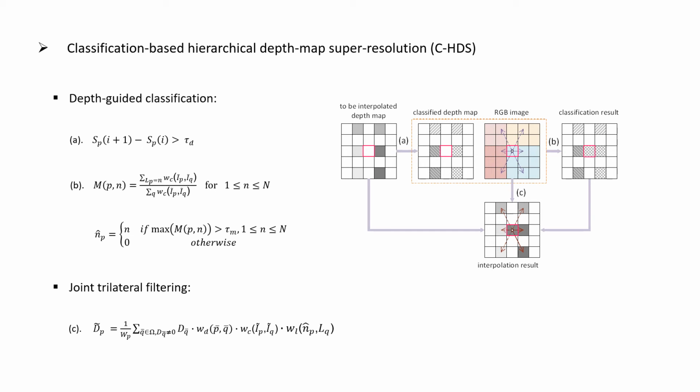Lastly, we construct a joint trilateral filter by combining the classification result with the high-resolution RGB image and the to-be upsampled depth map. Hence, the upgraded CHDS model is achieved. Note that the high-resolution RGB image can also be replaced by the convolutional feature maps to construct a feature-based trilateral filter, creating a feature-used and classification-based hierarchical depth map super-resolution model.